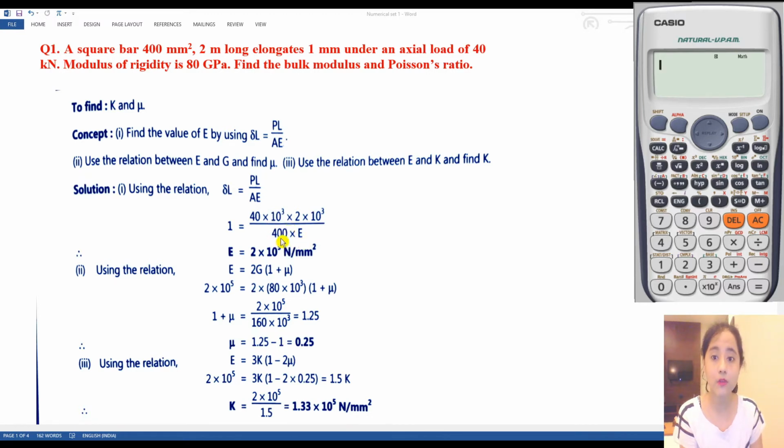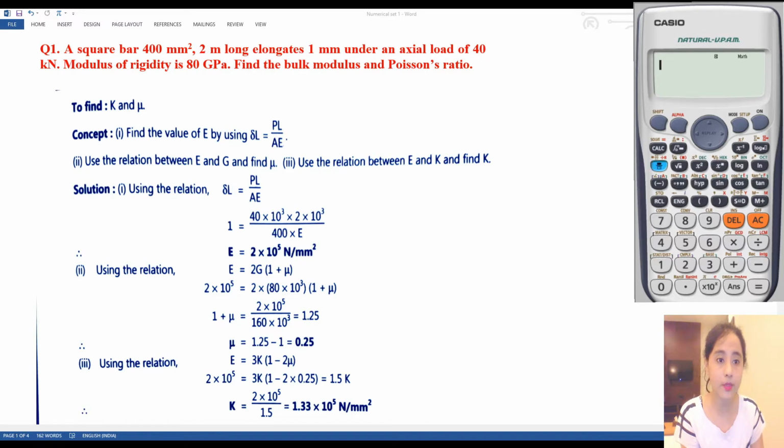Now if you solve this, if you cross multiply it, what will it be? By cross multiplying, 40 into 10 raised to power 3 into 2 into 10 raised to power 3 will stay here, and 400 into E into 1 will go on the other side. So E will be equal to 40 into 10 raised to power 3 into 2 into 10 raised to power 3 divided by 400. Okay, so let us see how much we get.